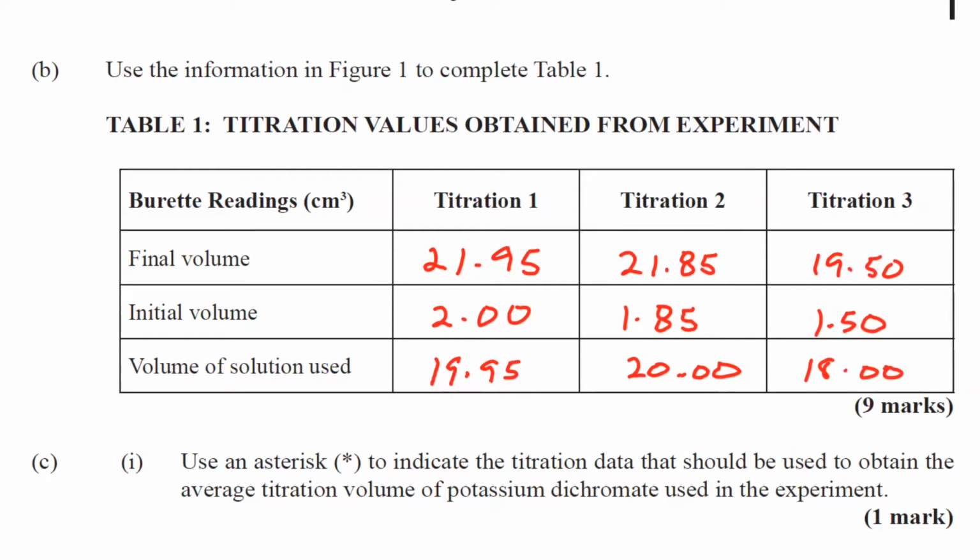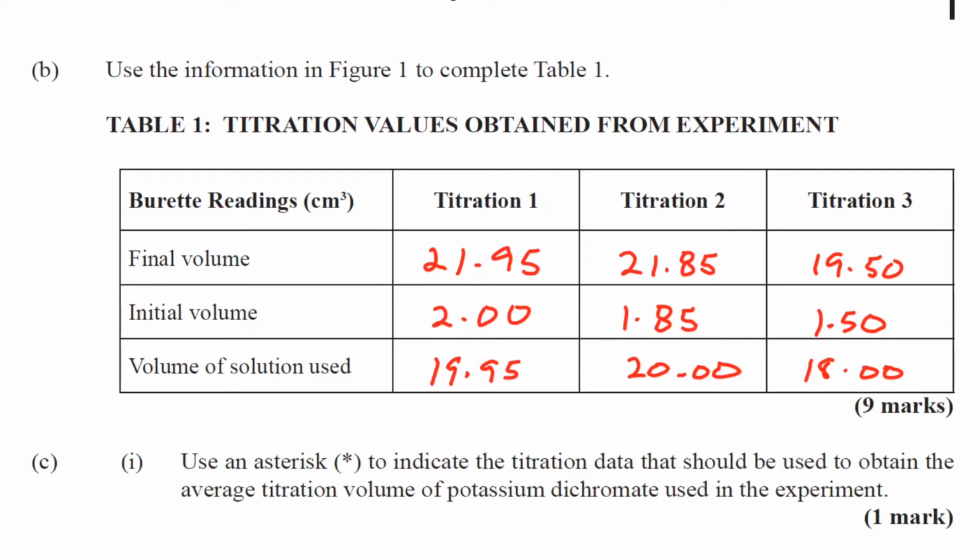Part 1 of C, use an asterisk to indicate the titration data that should be used to obtain the average titration volume of potassium dichromate used in the experiment. All right, so normally when we're doing titrations, it's great, it's awesome if we get identical values. That's not always the case. So we aim to get the next best, values that don't differ by more than 0.1. Now, looking at these 3 values, the variance between 20 and 18, that's big. So we would not use 20 and 18, despite them being consecutive.